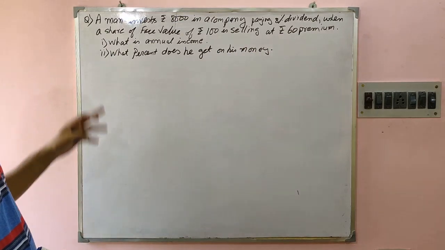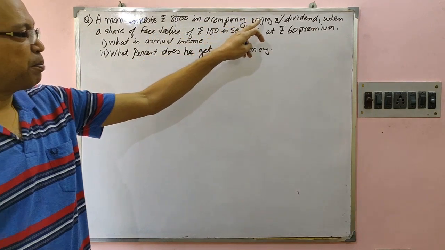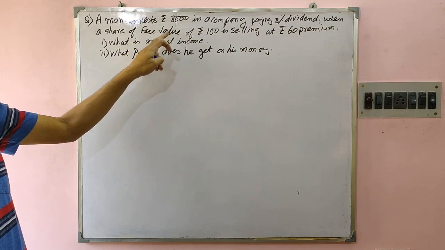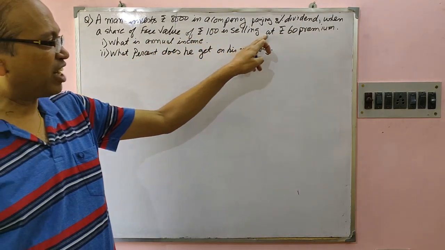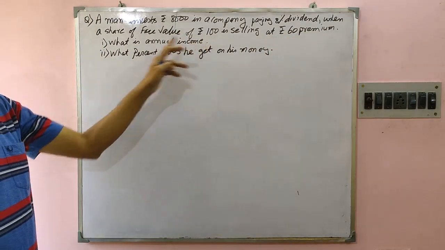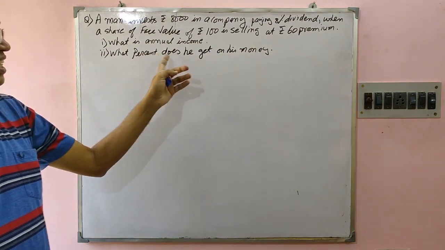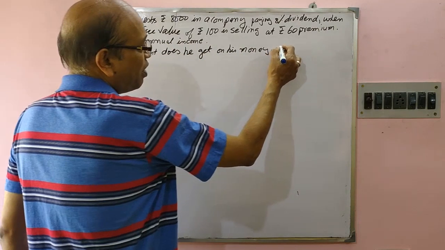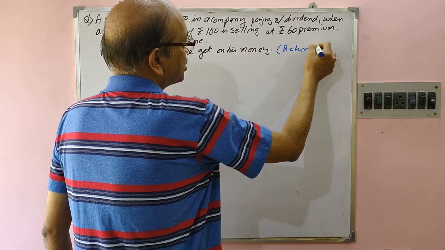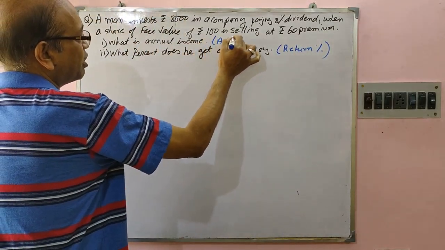The next numerical. A man invests rupees 8,000 in a company paying 8% dividend when a share of face value of rupees 100 is selling at rupees 60 premium. What is the annual income and what percentage does he get on his money? Percentage he gets on his money means we have to find out return percent or percentage return. And here we have to find out the annual income.